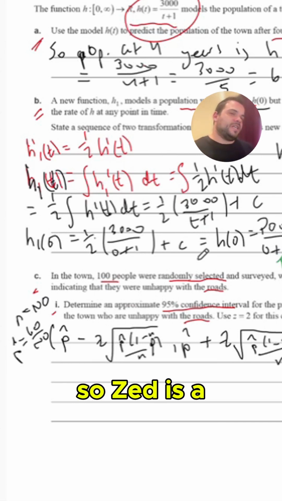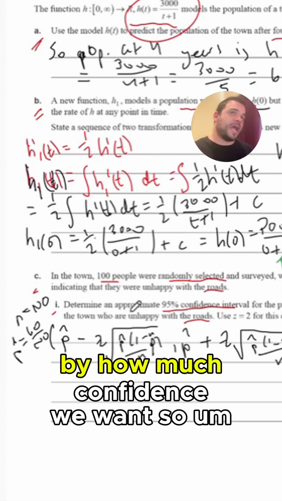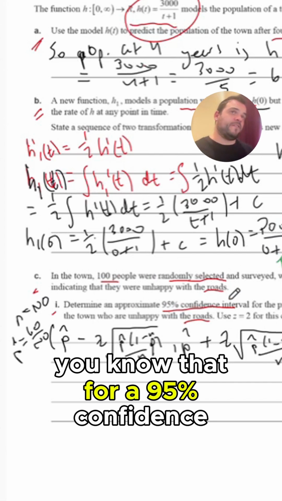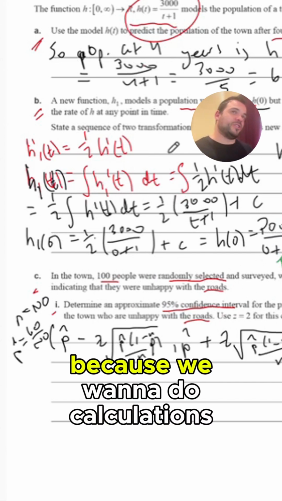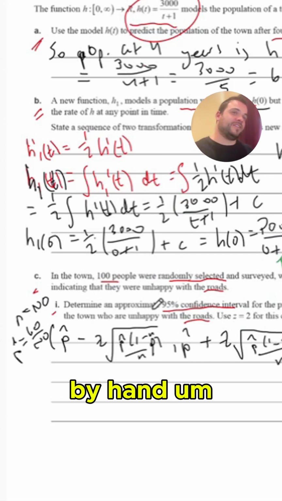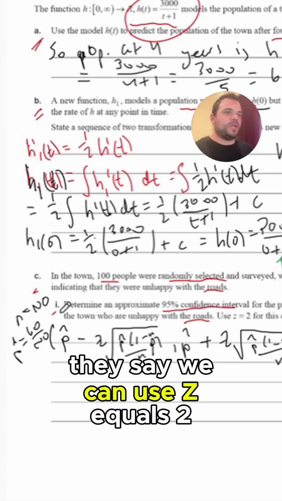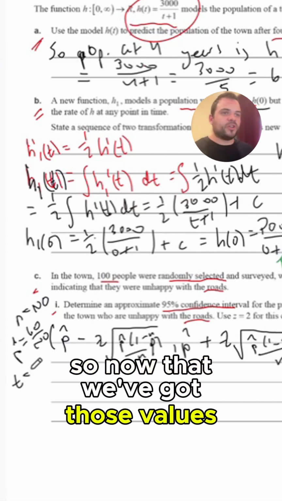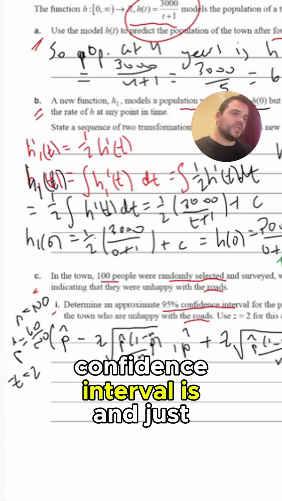So z is a value that is determined by how much confidence we want. If you know your confidence intervals, you know that for a 95% confidence interval, z is typically 1.96. But because we want to do calculations by hand, this is a methods exam 1, you don't get a calculator, they say we can use z equals 2 instead of 1.96. Okay, so now that we've got those values, we can evaluate what the confidence interval is.